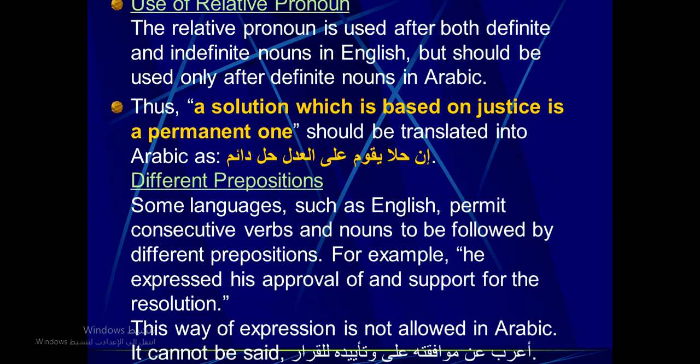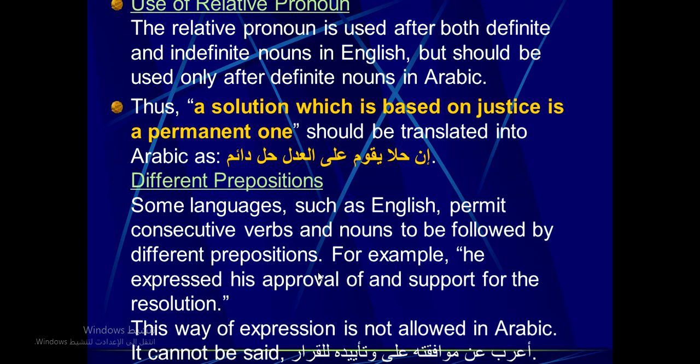Different prepositions. Some languages such as English permit consecutive verbs and nouns to be followed by different prepositions. For example, he expressed his approval of and support for the resolution. This way of expression is not allowed in Arabic. We cannot say أعرب عن موافقته على يعني موافقته على وتأييده للقرار. We cannot say موافقته على وتأييده للقرار.